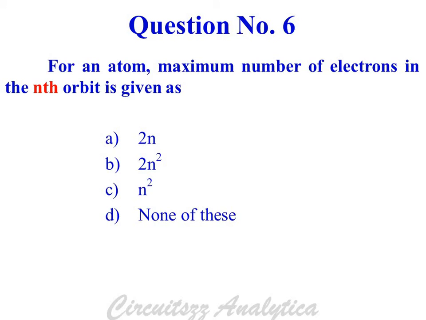For an atom, maximum number of electrons in the nth orbit is given as 2n square. For any atom, in the first orbit, maximum permissible number of electrons is 2. In the second orbit, maximum permissible number of electrons is 8. And the third orbit, maximum number of electrons is 18. So in the case of nth orbit, maximum number of electrons is 2n square.